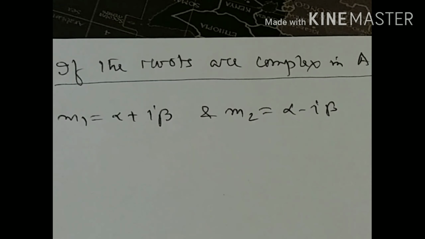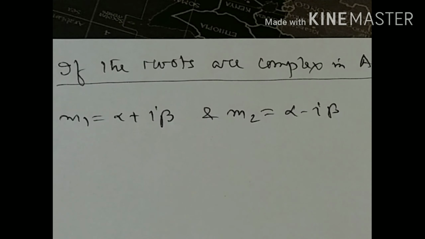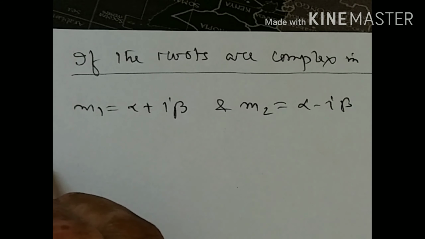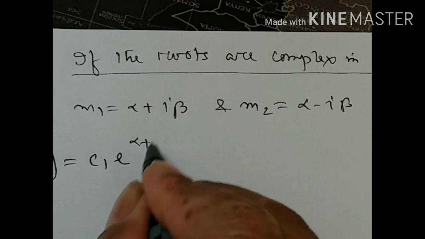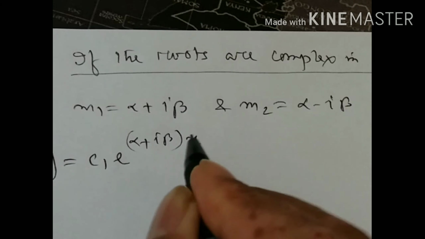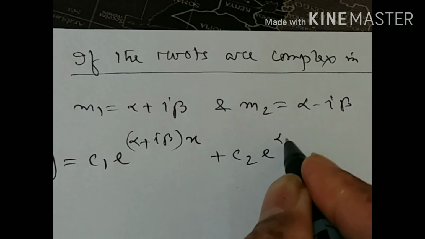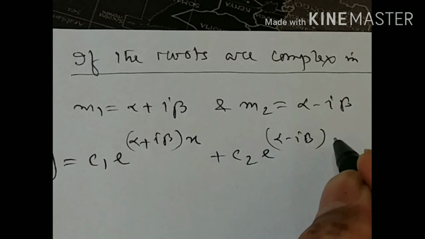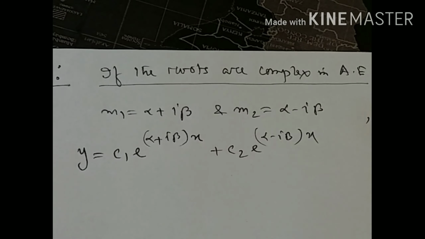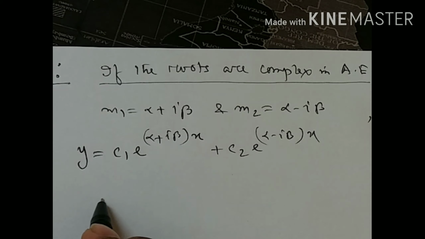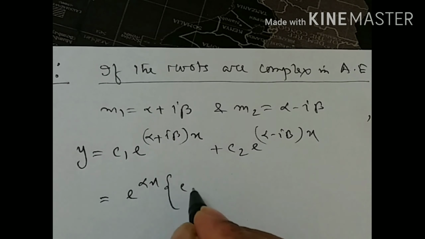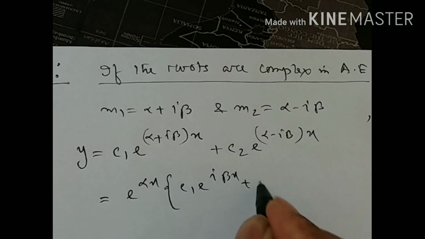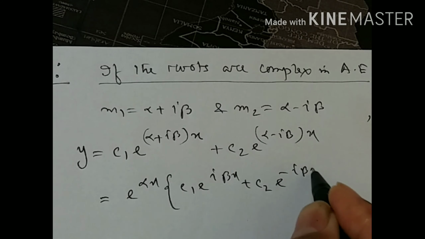So these are the two roots which are in complex form, m1 equal to alpha plus i beta and alpha minus i beta. Then the corresponding solution will be y equal to c1 e to the power first root alpha plus i beta into x plus c2 e to the power alpha minus i beta into x. So from these two we can take common e to the power alpha x: c1 e to the power i beta x plus c2 e to the power minus i beta x.